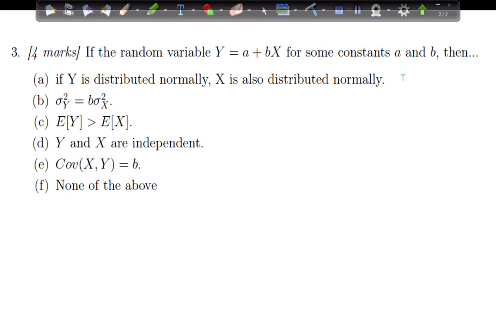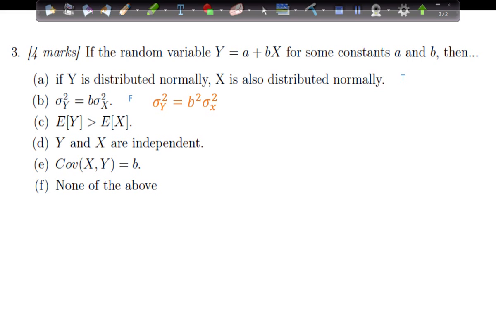B is trying to test for the variance of y. The variance of y is equal to b squared times the variance of x. Hence, B is false. C is a bit tricky.